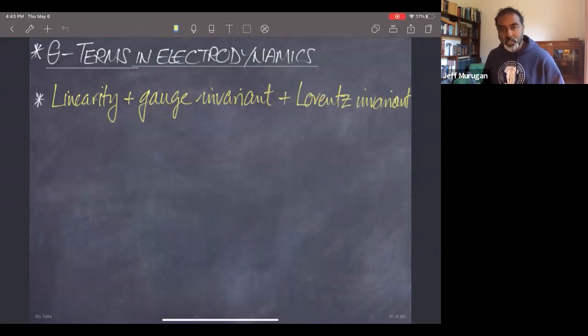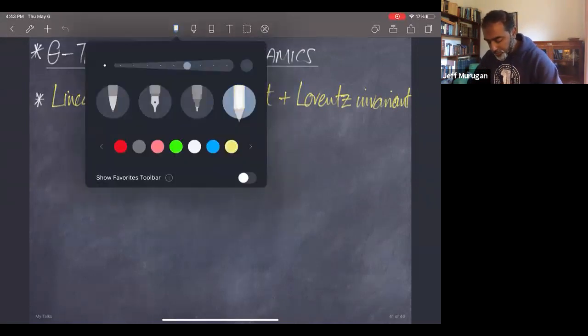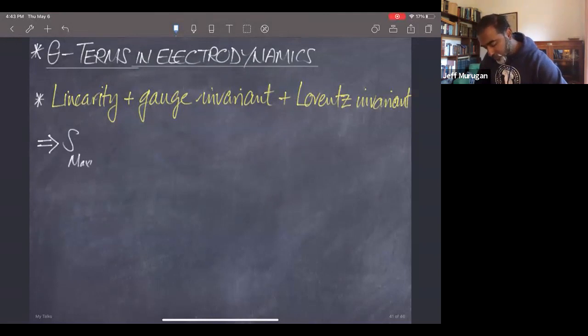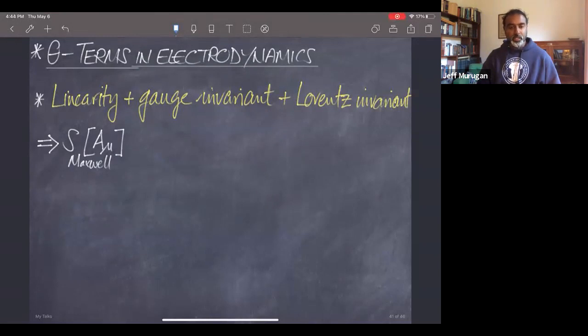Linearity plus gauge invariance plus Lorentz invariance for a theory of bosons, or vector bosons, so spin 1 particles, necessarily leads to an action that most of us are familiar with, and this is the Maxwell action. The Maxwell action is a functional of the electromagnetic 4-vector potential, which contains the scalar potential and the vector potential. And it's a 4-vector in space-time.